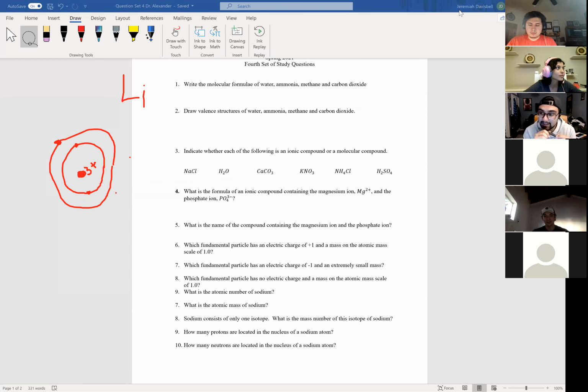So yeah, that's how you figure that out. If you did the same thing for like beryllium, you'd see that the last one is 2 and all of that. And for boron, you'd see 3 and so on and so forth, okay? So hopefully that explained it a little better. But yeah, that's how you find your valence structures.